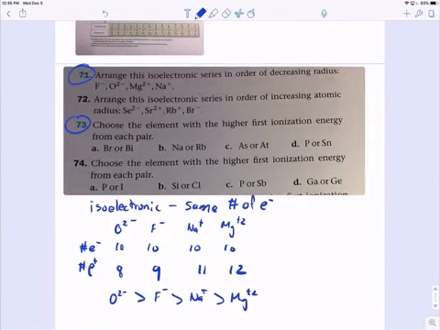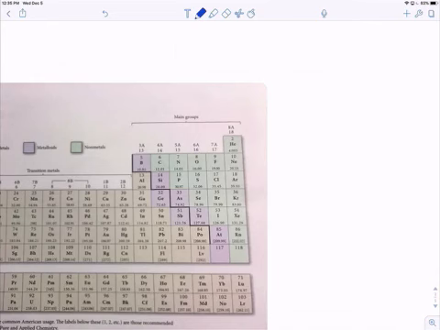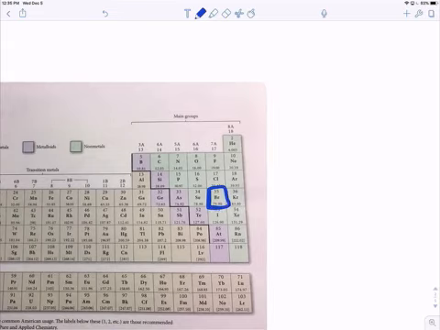So choose the element that has a higher first ionization energy: bromine or bismuth. So here is bromine and here's bismuth. And the trend is up and to the right. That's the positive direction for that. So bromine here is both up and to the right from bismuth. Therefore, it's got the higher first ionization energy.